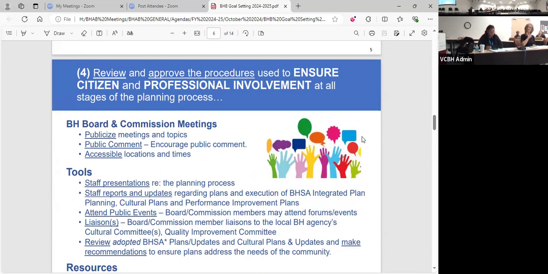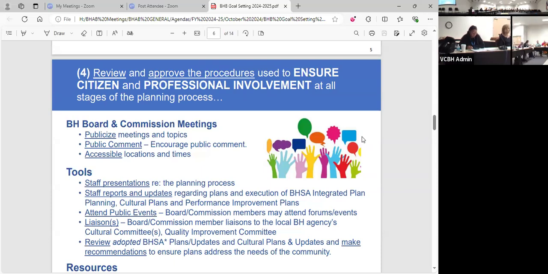Review and approve the procedures used to ensure citizen and professional involvement in all stages of the planning process. So the planning process is extremely robust, especially now after Proposition 1 passed. Within the best practices document, there are 2 pages that summarize the requirements that the staff has for behavioral health services integrated plans. So there's a 3-year plan that needs to be developed, and the community needs to be part of that planning process throughout the planning process.